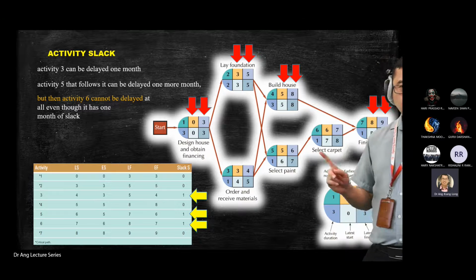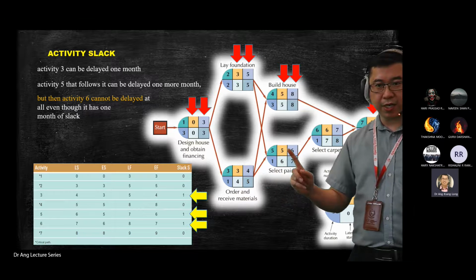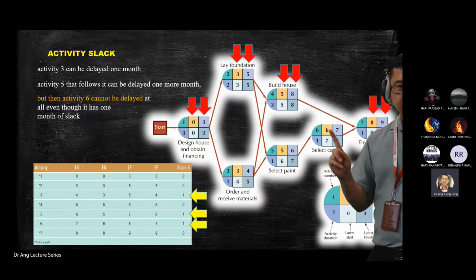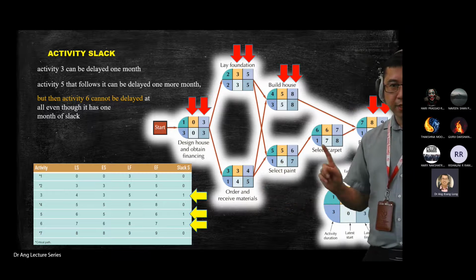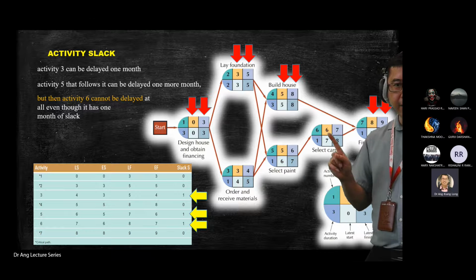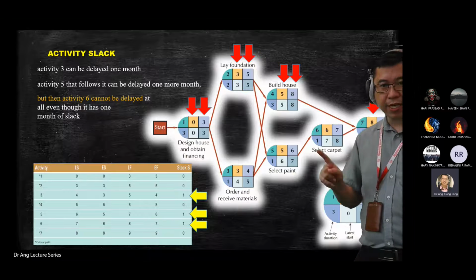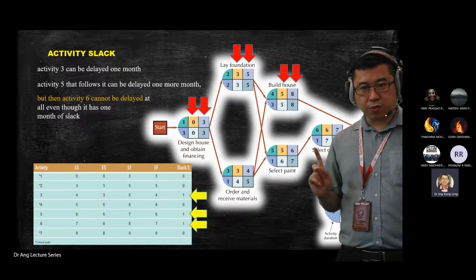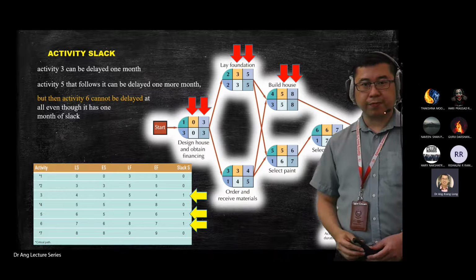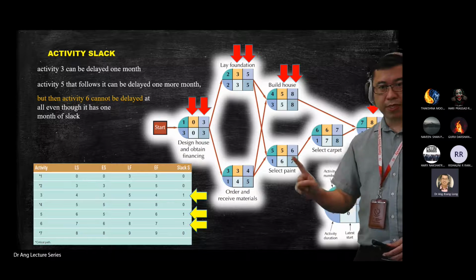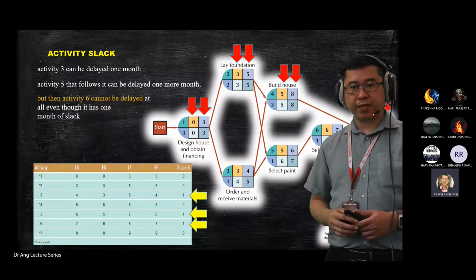Okay, so although this one has 1 month of slack, if this one is delayed and this one is also delayed, this one cannot afford it anymore, because the time here will change. It will make activity number 6 unable to fulfill the time frame. The total time you need will be extended. So just be careful on this checking. Okay, so this is another area where you observe how good your planning is.